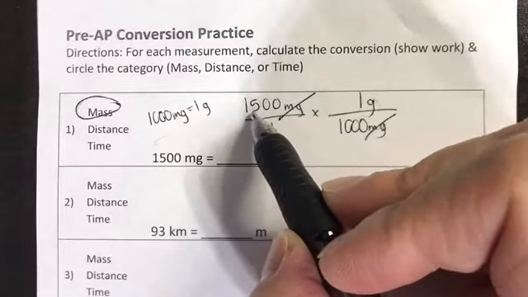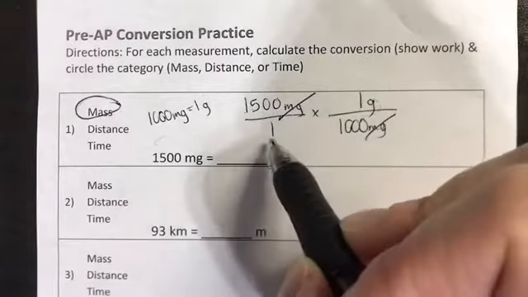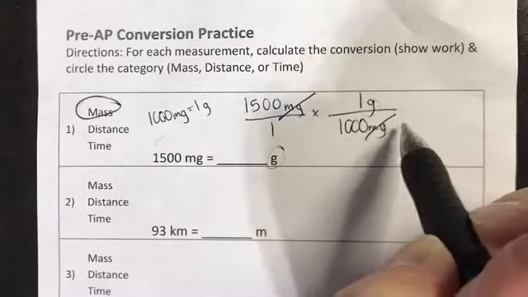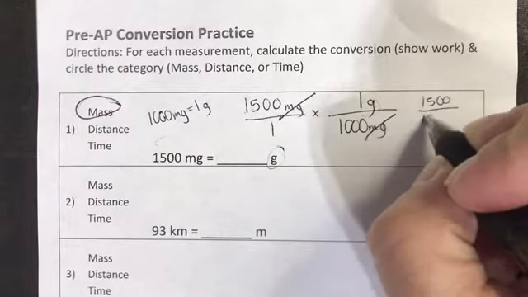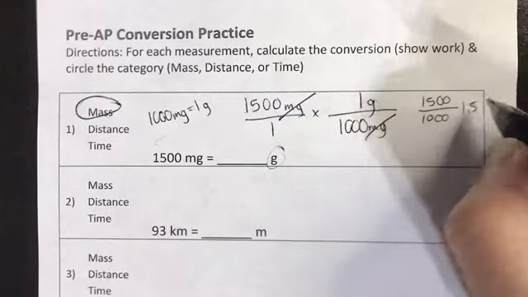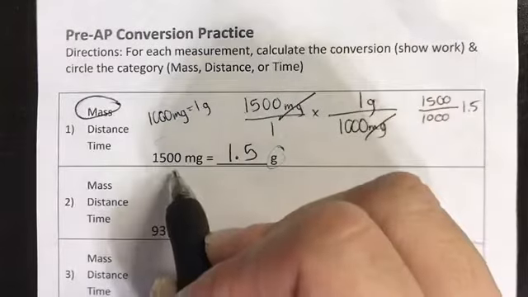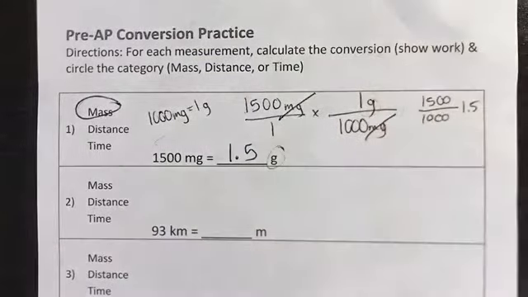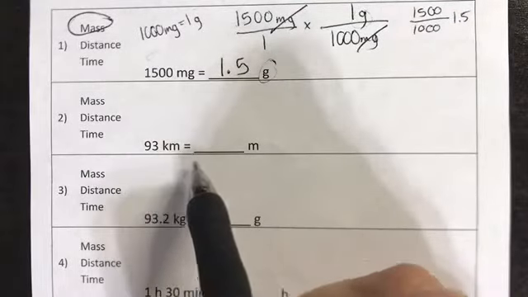All we have to do now is multiply across. 1,500 multiplied by 1 is 1,500. 1 times 1,000 is 1,000. So we end up with 1,500 divided by 1,000. You punch that into the calculator and it's going to say 1.5. So 1.5 grams is the same as 1,500 milligrams. Number 2.